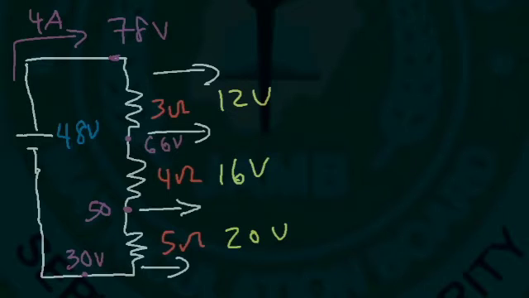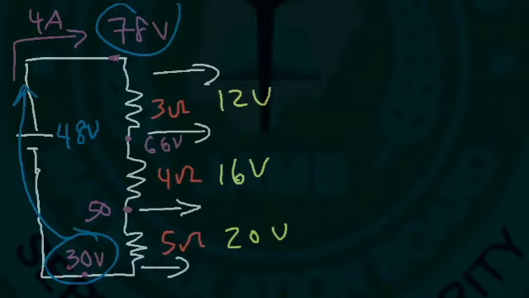So that's how you can calculate the absolute potential around the circuit. But you need to know the voltage of one point around it. So if we use Kirchhoff's voltage law, if we try to prove it, going in this direction, we're going from 30 to 78. So the battery is increasing the voltage of the circuit by 48.